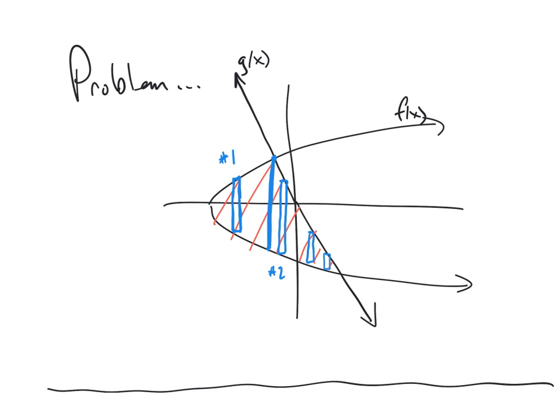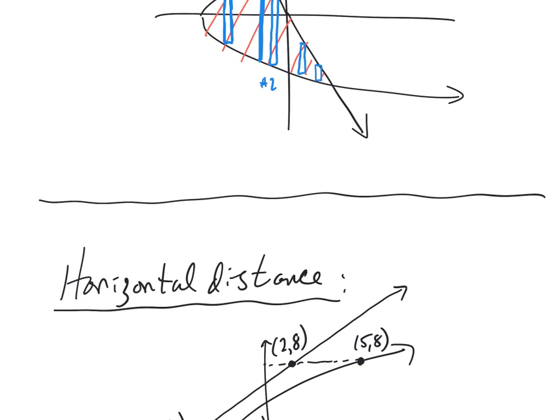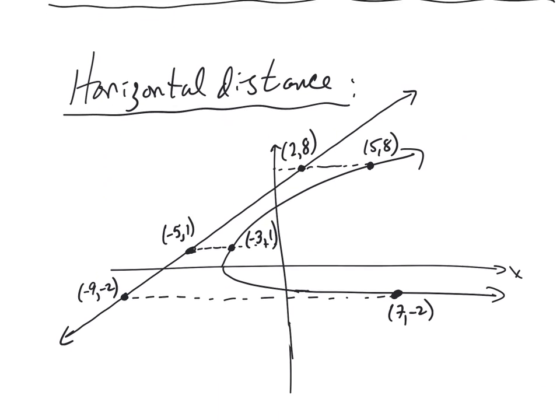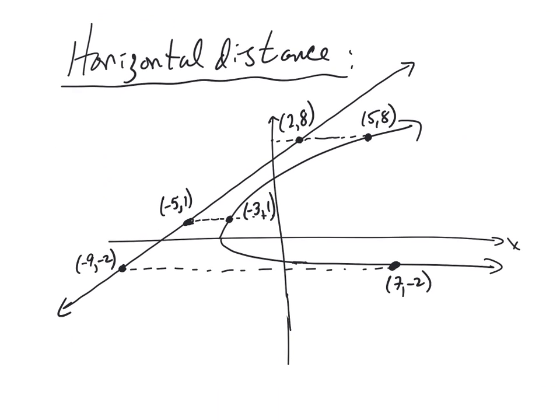All right, and even worse, the equations would be troublesome and difficult to use. So in a situation like this, we're not going to choose to use vertical rectangles. Instead, we're going to use horizontal. And therefore, we need to be able to calculate horizontal distances between curves. Just as we had done with vertical, we need to do the same thing with horizontal.